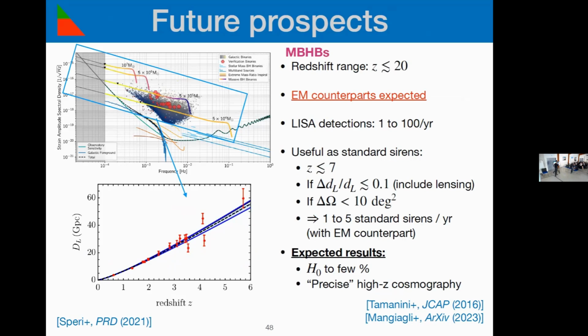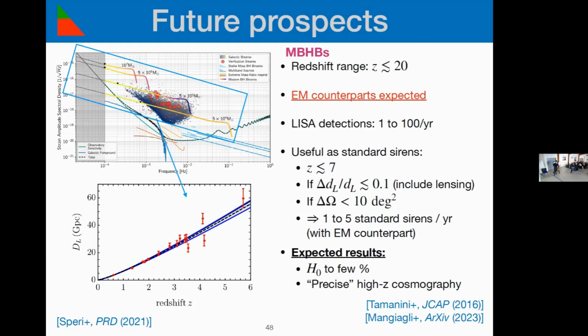But let's say we see 1 to 100 of these massive black holes. We get the best localized one. In the exercise we did in this couple of papers, we see that we can get between 1 and 5 counterparts per year, or less. 5 is very optimistic, 1 is realistic.